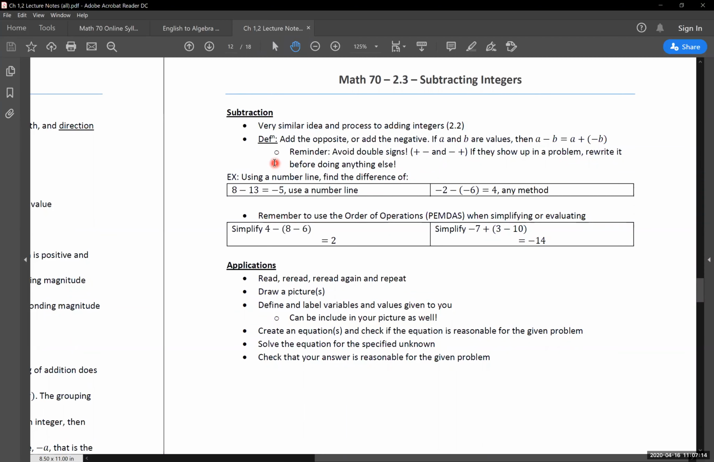Because I think they're a little weird to work with, and getting rid of those makes life easier as you're going through and solving problems like this. At least my personal experience was that having double signs showing up in a problem made me have a lot of errors, and I lost a lot of points on that. So I don't want you guys making my mistake if you can help it.